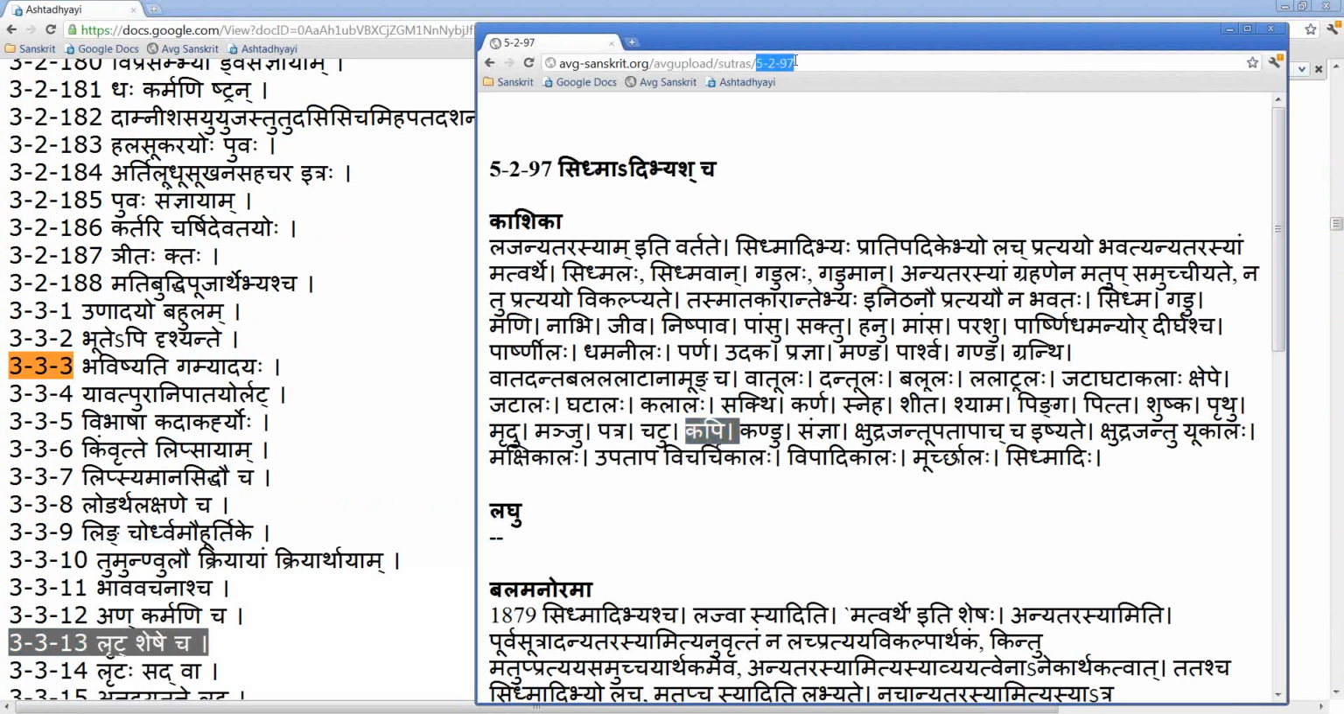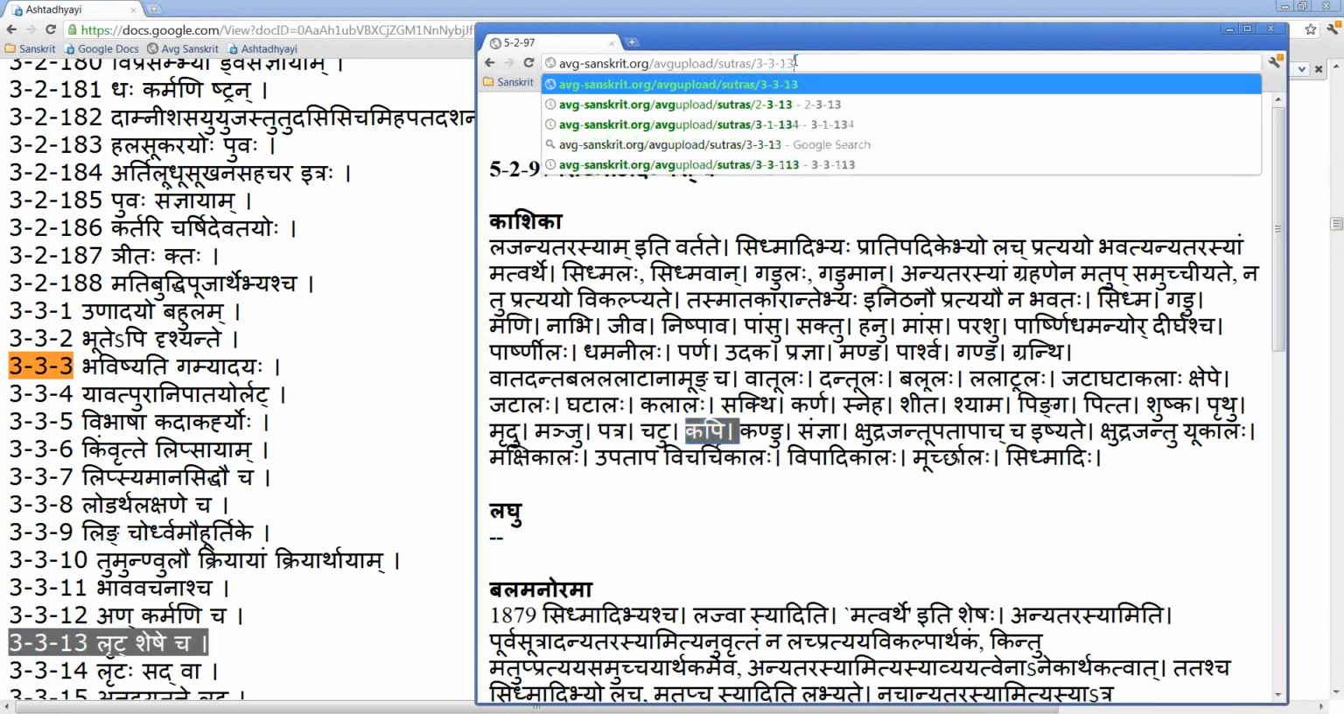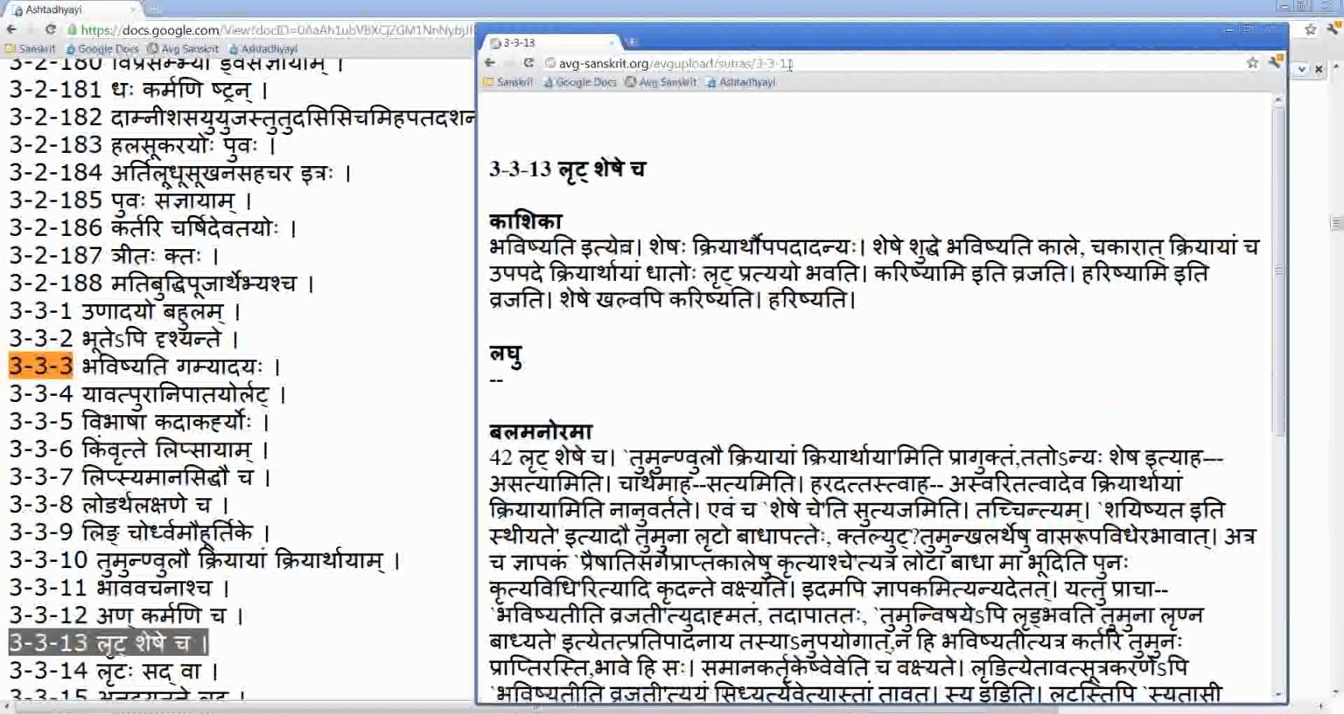So what is the action going on in this thing? It says lit bhavishyati eva. Kriyartha upapadad anyaha. So whether you have shuddhe bhavishyati kale, chakarat kriyayam chupapade, both. See, this is an interesting thing now. This can be used just in bhavishyati kale or kriyayam upapade. If the kriyartha kriya is there or not there, regardless of that, lit can be used.